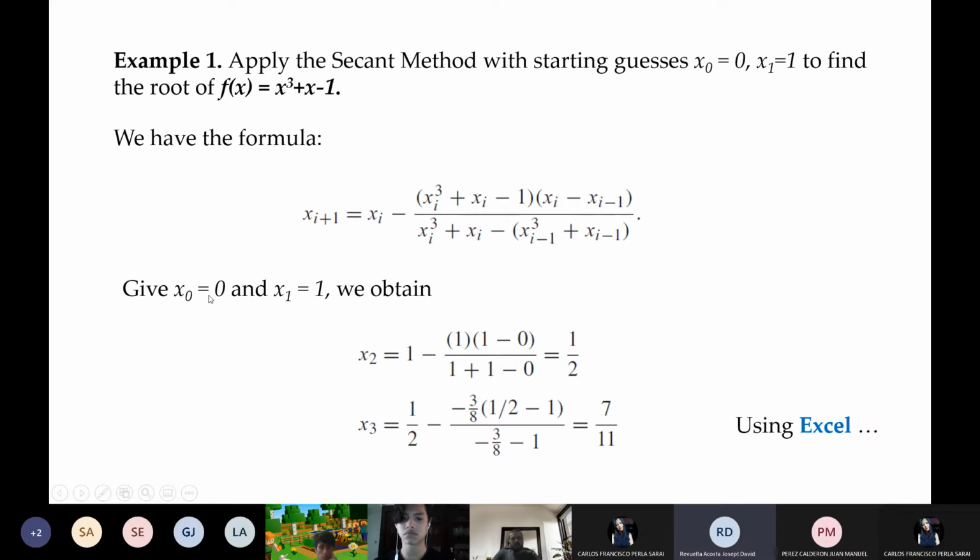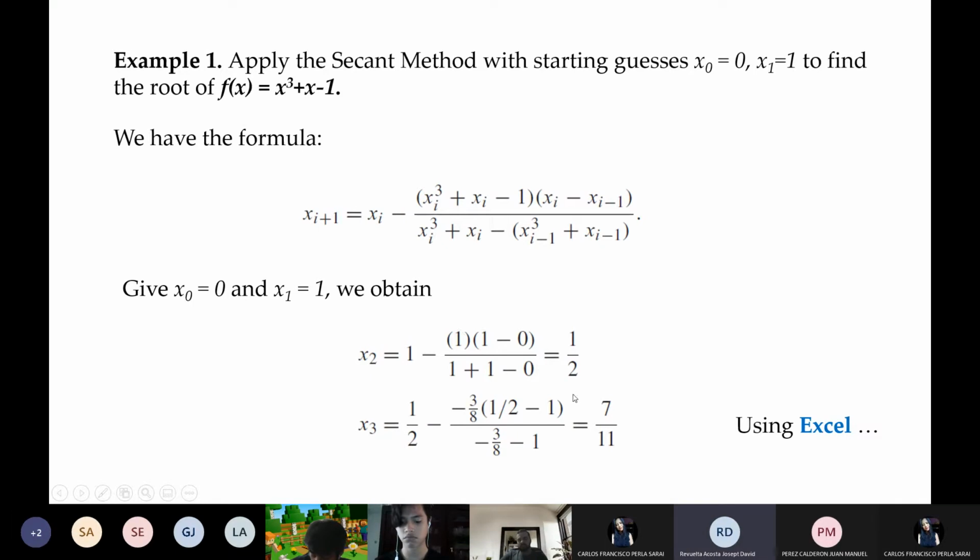To obtain the first solution, we have x0 and x1, so we provide two initial guesses. In general, x0 is x_{i-1} and x1 is x_i. In this case, x_i is equal to 1 and x_{i-1} is equal to 0. So x2 is going to be equal to 1 minus, replacing these values, (1 + 1 - 1) where the minus 1 cancels out and you get 1, times (1 - 0), divided by (1 + 1) minus 0, which is 2. So you have 1 half for x2.